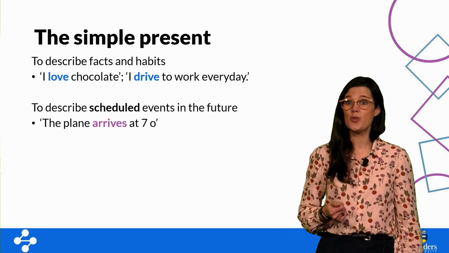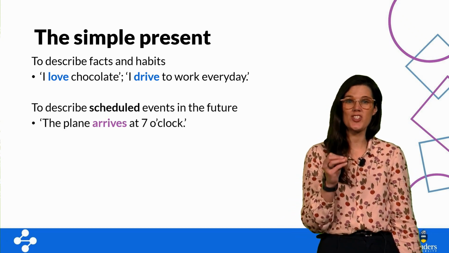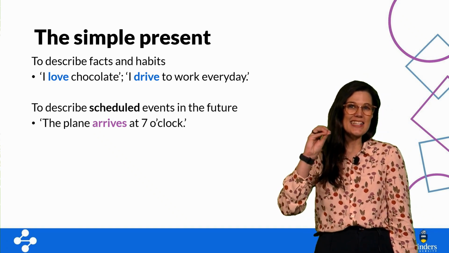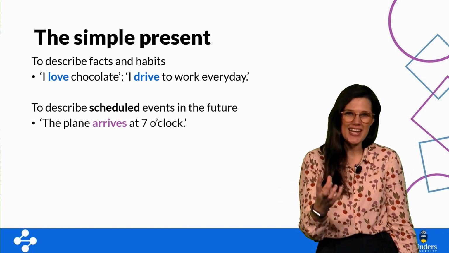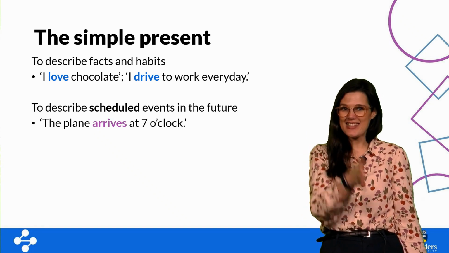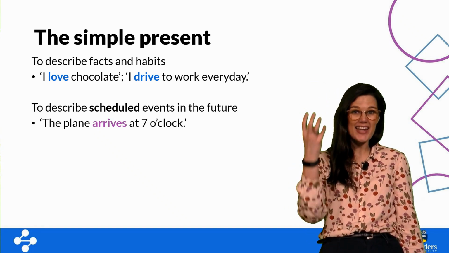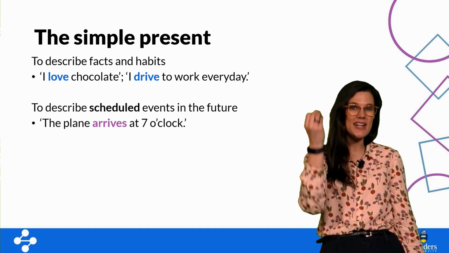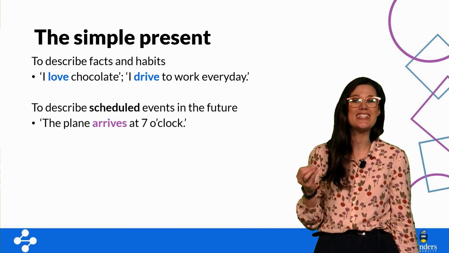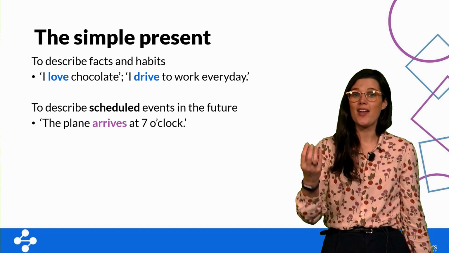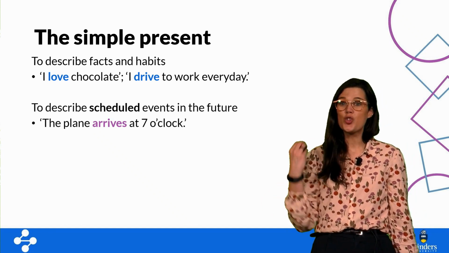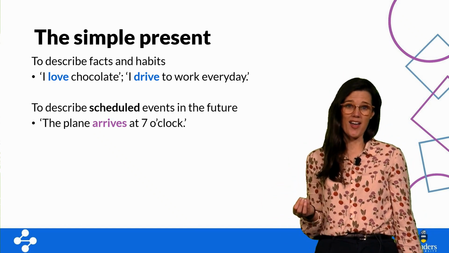It is also used to describe scheduled events, which is a little bit confusing because this can be easily confused with the future tense. But if it is scheduled, if you know that it is going to happen, think of it like a fact or a habit. It will happen at a specific time, so we can say the plane arrives at 7 o'clock. The train departs at 5.